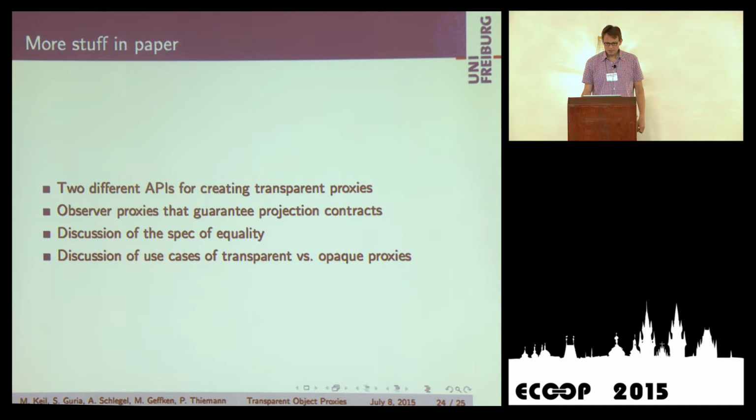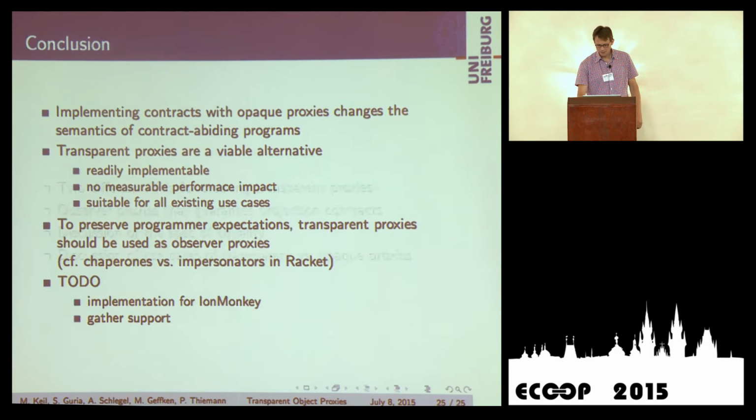We also have a discussion of the specification of equality, which is maybe a little bit philosophical. And we have a discussion of a couple of further use cases of transparent and opaque proxies, where opaque are the ones that are distinguished by equality, the standard JavaScript proxies, let's say. All right, and that brings me to the conclusion.